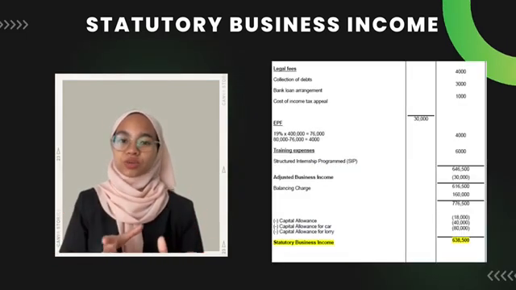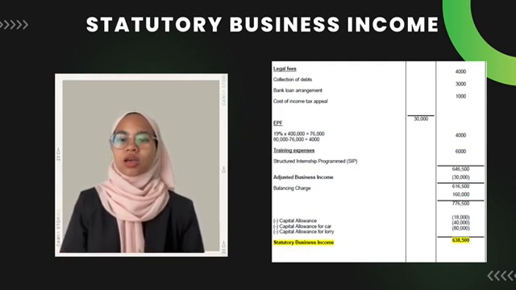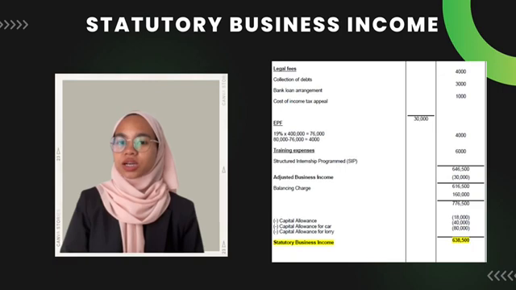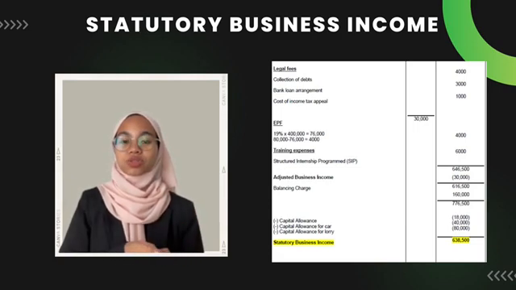Then for legal fees, we have collection of debt, bank loan arrangement, and cost of income tax appeal. For the EPF, we got 4,000 ringgit and training expenses, which is structured internship program, it's 6,000 ringgit. Then we need to total up all the non-allowable expenses and net profit. The amount of aggregate income is 616,500 ringgit and will be plus with balancing charges. The last step is to minus with capital allowance for car, and capital allowance for lorry.